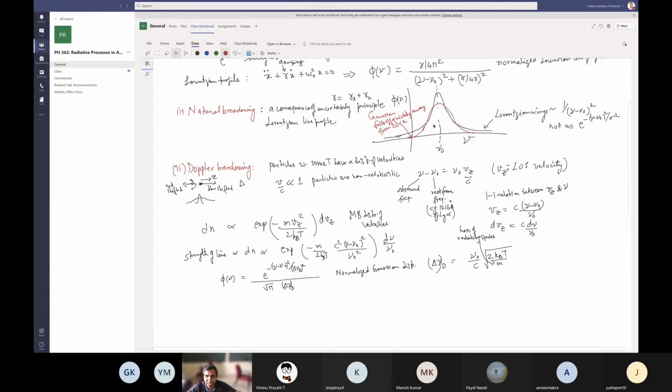I mean the area, of course, under the two curves should be the same, right? Because these are both normalized line profiles. Okay, and typically, delta nu D by nu naught is like the square root of 2kT by m, divided by c, which is equal to V thermal by c, which is much less than 1. So this is pretty narrow. Delta nu by nu naught is of order V thermal by c, much less than 1.